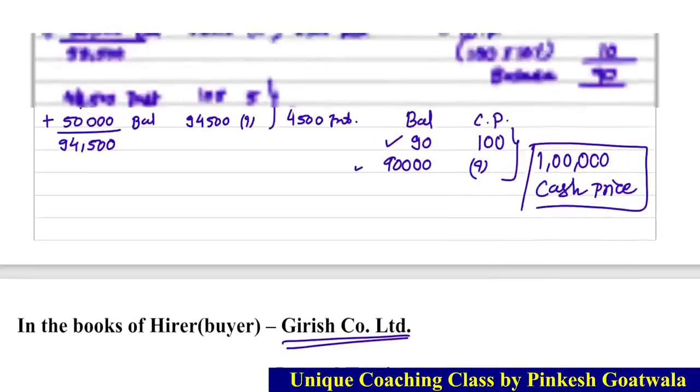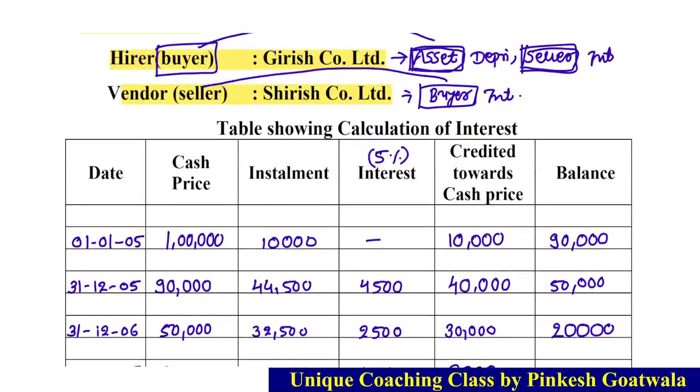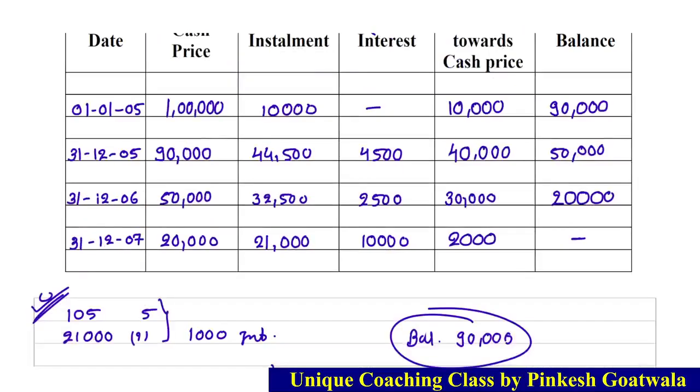In the first year we know there will be 4 journal. First 2 journal will be on this date when agreement was done: cash price and one installment, then down payment. Then on 31st December 2005 there will be 4 journal: installment, interest, then depreciation, and transfer.